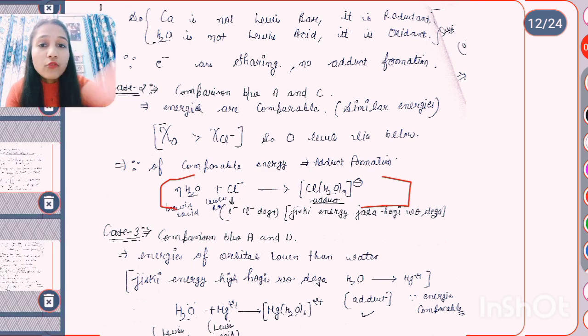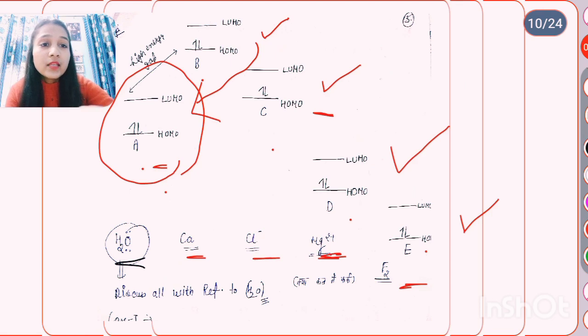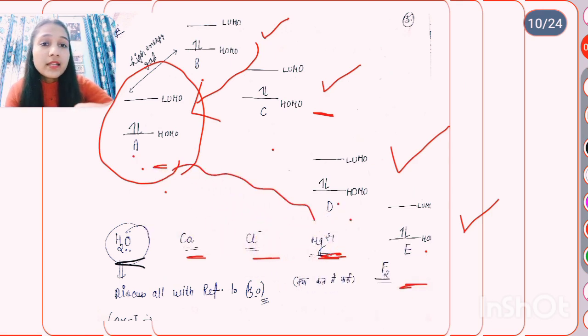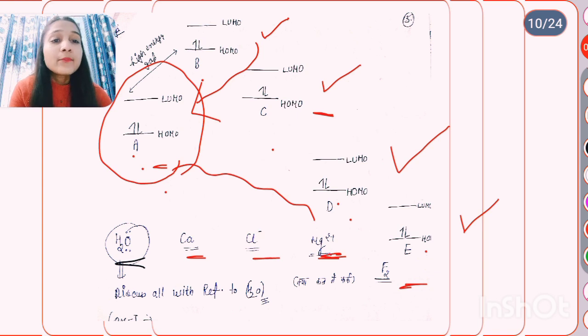Similarly, in the case of A and D, there is also very less energy gap between these, but here H2O is on the upper level. So H2O here donates electron and forms adduct with Mg2 positive. So H2O here is Lewis base and Mg2 positive is Lewis acid.